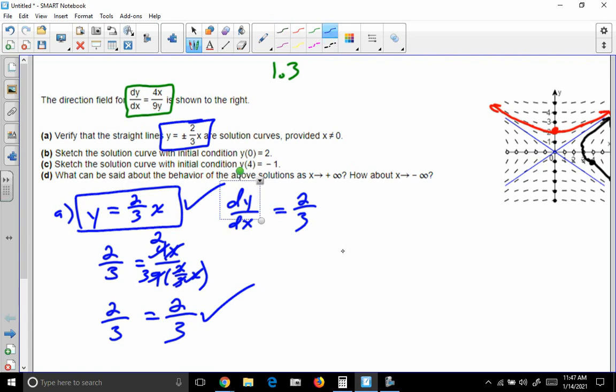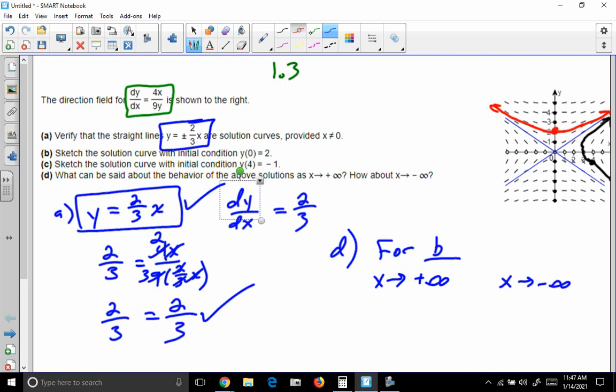Now, part D, I'm going to answer this for, it says what can be said about the behavior of the above solutions. So it means the solutions for B and C. So I'm going to do for B. So what can be said about the behavior of the solutions for B as x goes to positive infinity and as x goes to negative infinity?